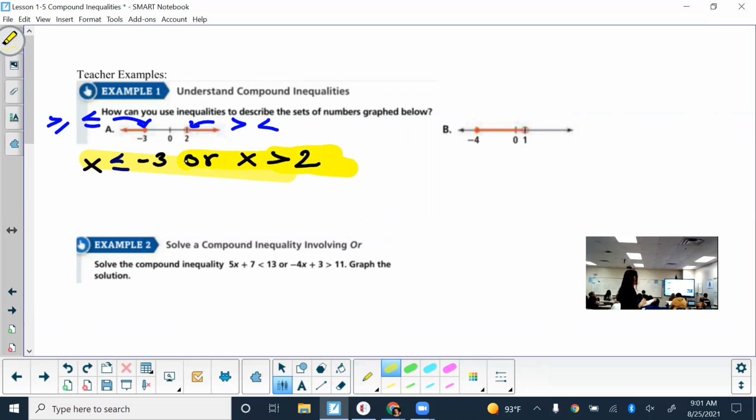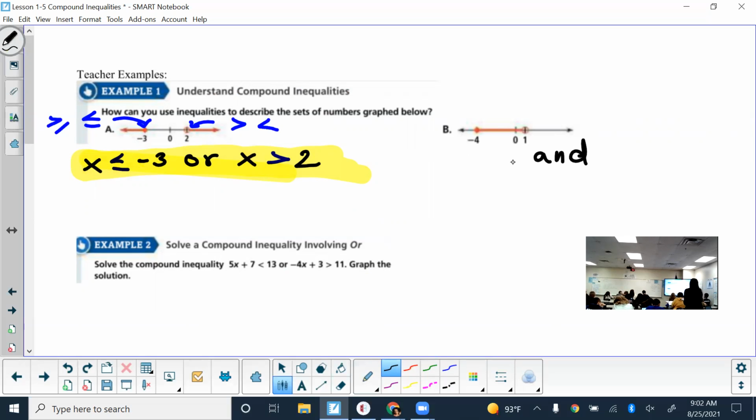All right, let's look at example B. Is example B an and or an or statement? Oh, I didn't really hear anyone. All right, it's definitely an and. So there's an overlap. So it's an and statement. Both have to be true.